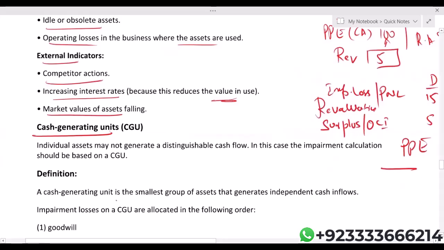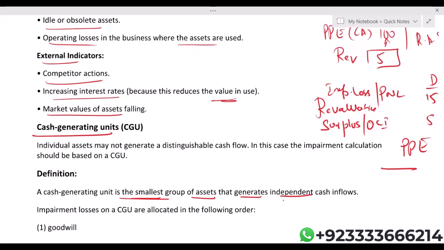So a cash generating unit is the smallest group of assets that generates independent cash inflows. Simply, a cash generating unit is the smallest identifiable group of assets whose cash inflows are largely independent from other cash generating units. Repeat, a cash generating unit is the smallest identifiable group of assets whose cash inflows are largely independent from others.